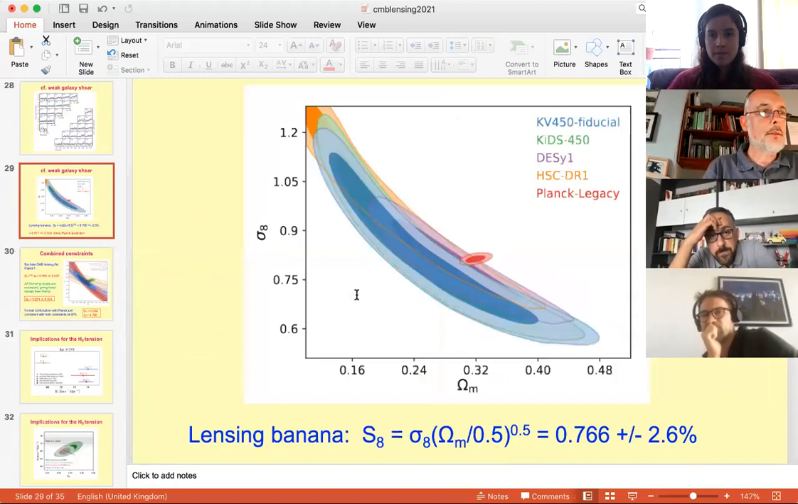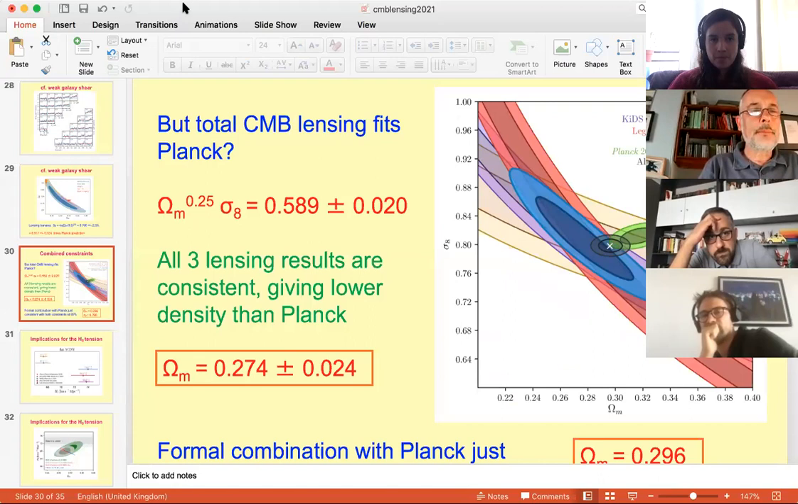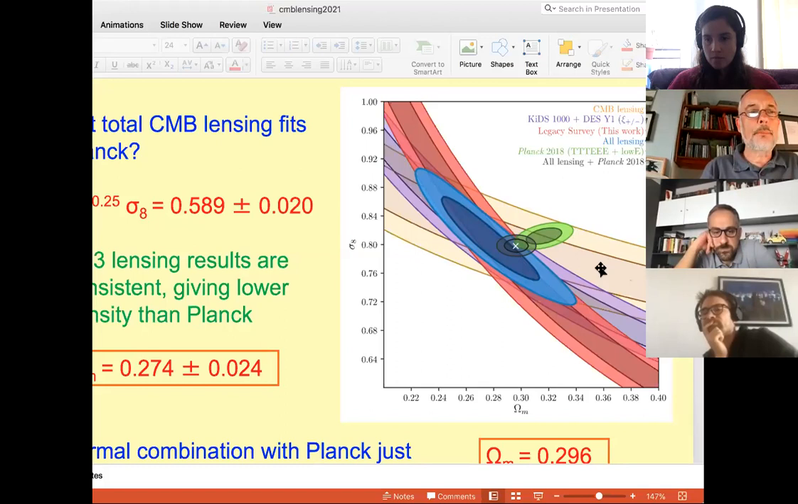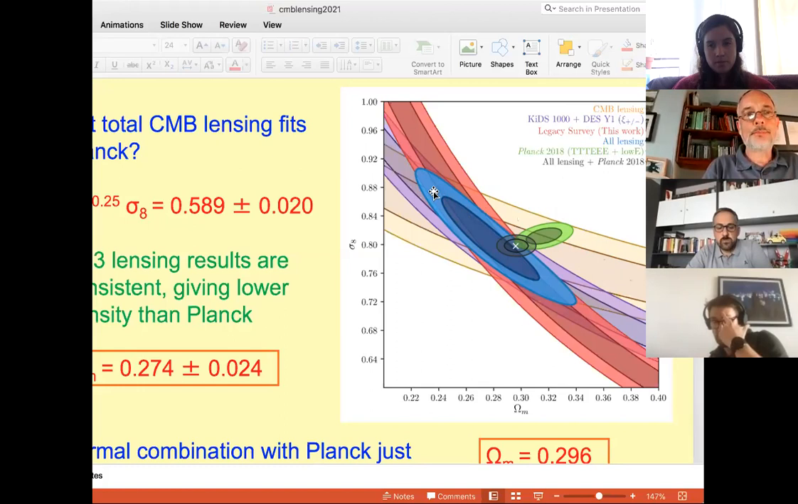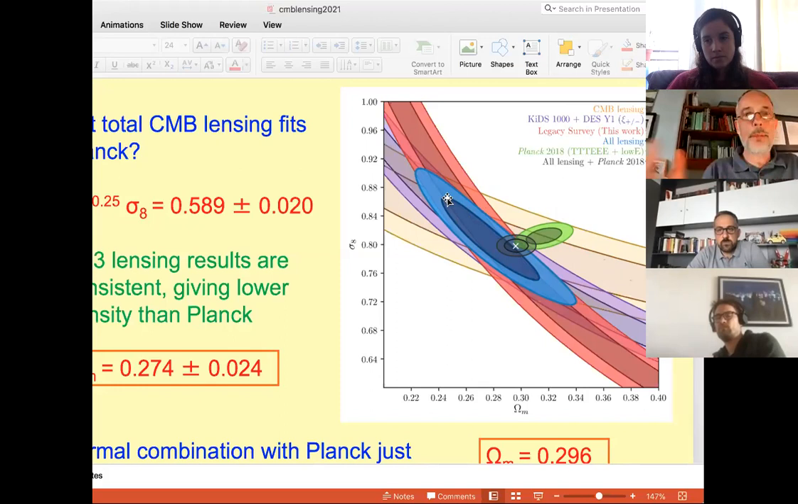So here's our headline diagram, and I said that this band here was from the total amplitude of CMB lensing from the reconstructed map. Now A lens says that the total amplitude of CMB lensing is high, so that would favor a locus that goes up here. So then it would push the blue ellipse, it would push the coalescence point up to somewhere around here perhaps. So taking the A lens signal, assuming you're not going to say, look, it's completely inconsistent with Planck, it pushes you to still lower densities.